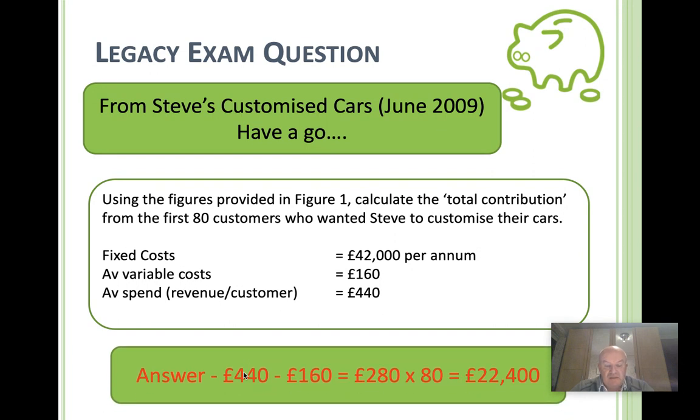Okay, in this instance then, taking a look at the solution, we're talking about £440 as our selling price. We're taking away 160, which is our average variable cost. That gives us £280 contribution per unit. We've sold to the first 80 customers, so our total contribution would be £22,400.